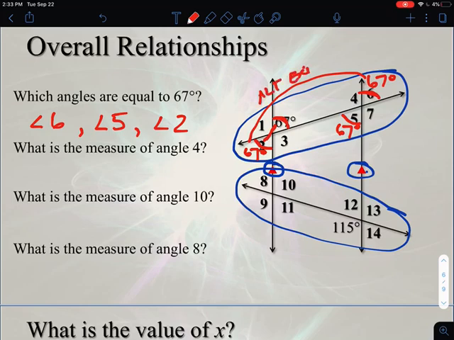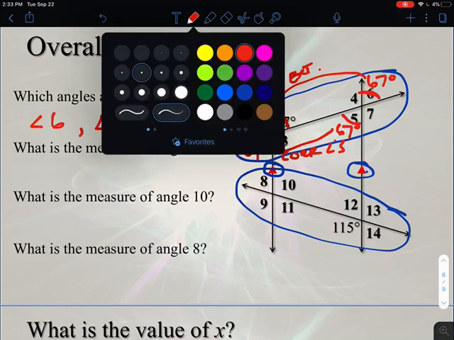Or we might notice that angle 2 corresponds to angle 5. And so we get 67 either way. So vertical angle, alternate exterior, corresponding, I get lots of ways to show that that particular angle is 67 degrees. So as I'm looking here, those three angles, 6, 5, and 2, would all have to be 67 degrees as well. Now the next question says, what's the measure of angle 4?